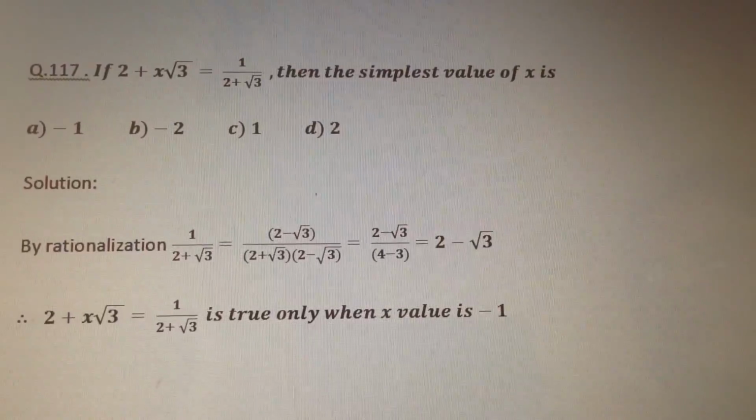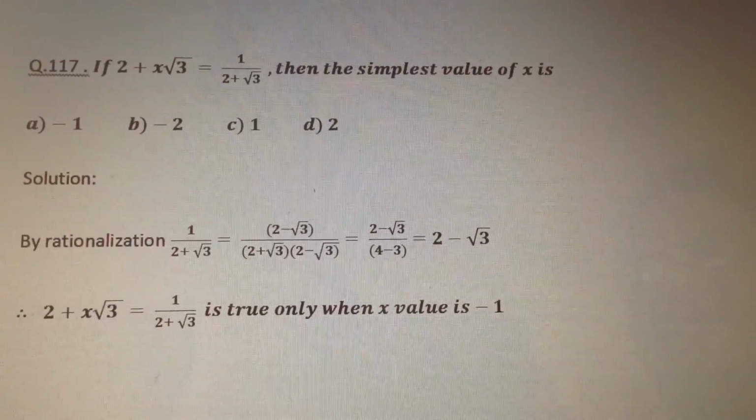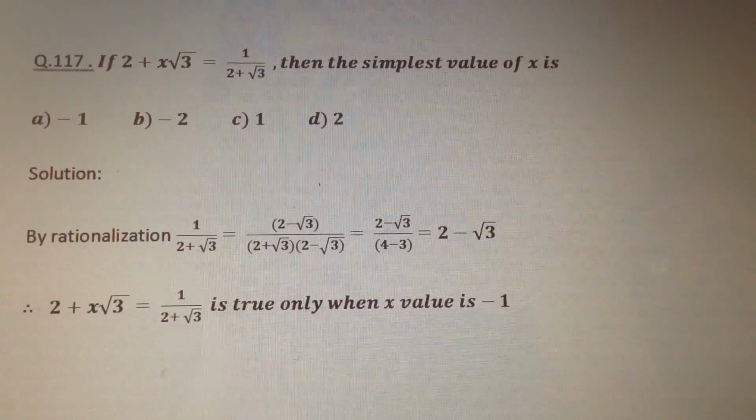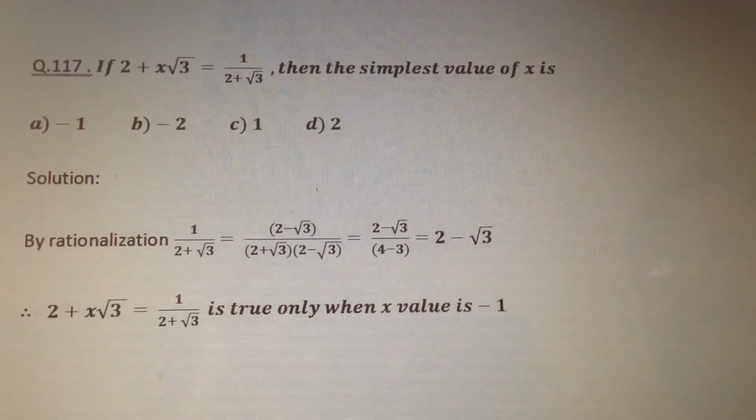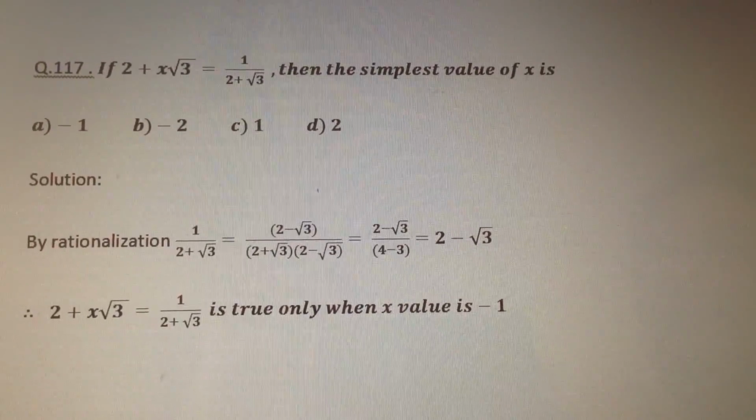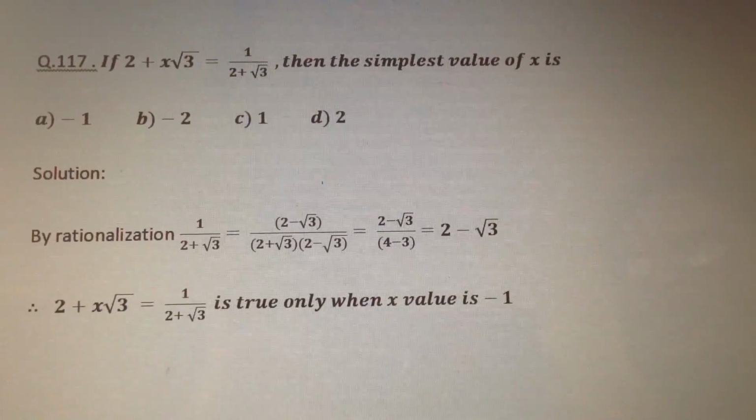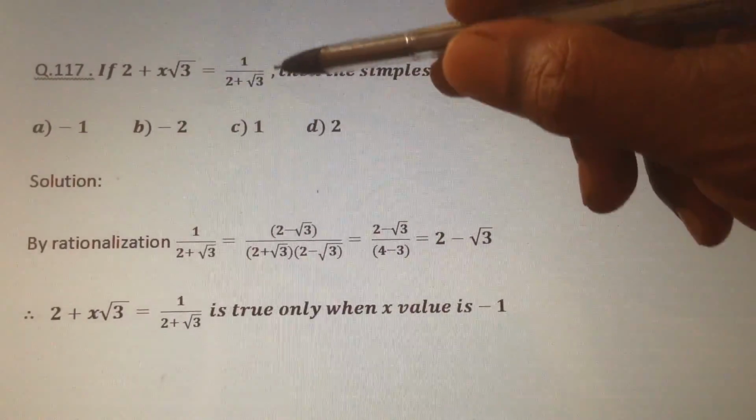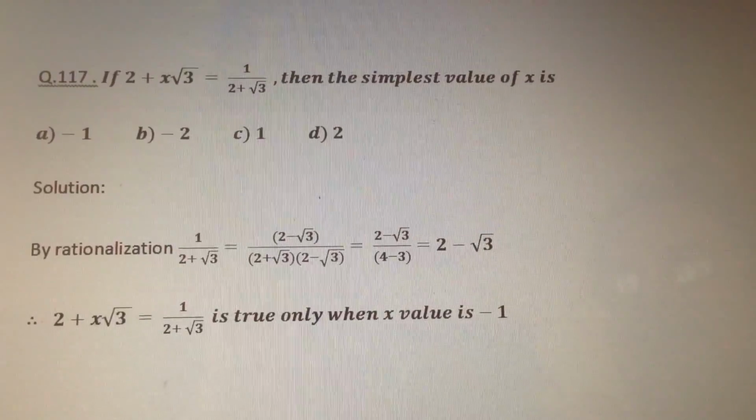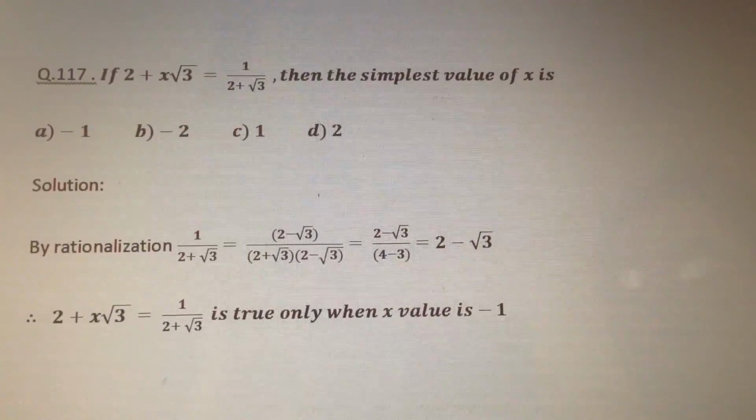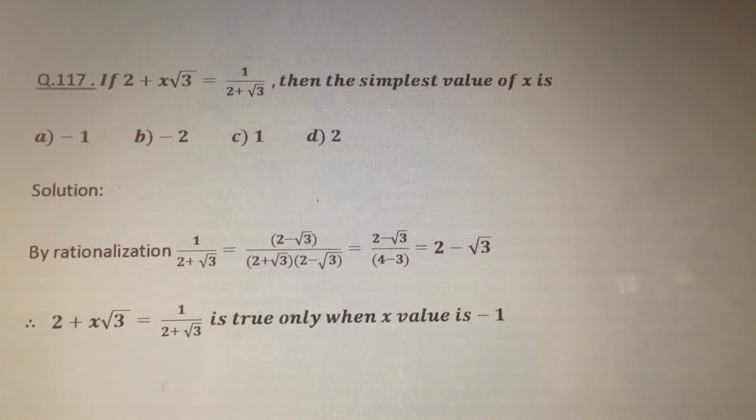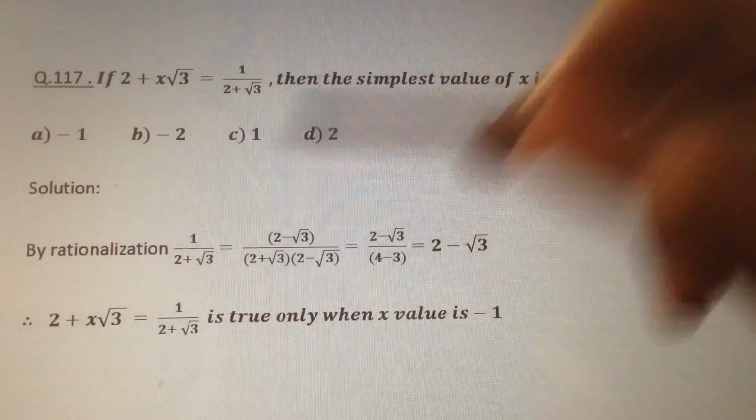Next question. If 2 plus x root 3 is equal to 1 by 2 plus root 3, then the simplest value of x is, this is a surd problem. Let us find out the value of this surd 1 by 2 plus root 3 by using rationalization method. Let us multiply both numerator and denominator with 2 minus root 3.